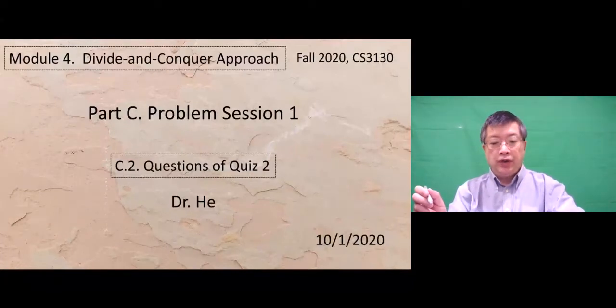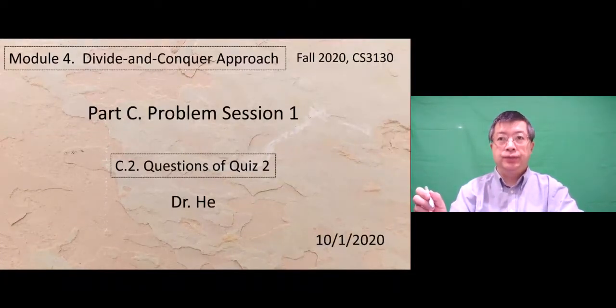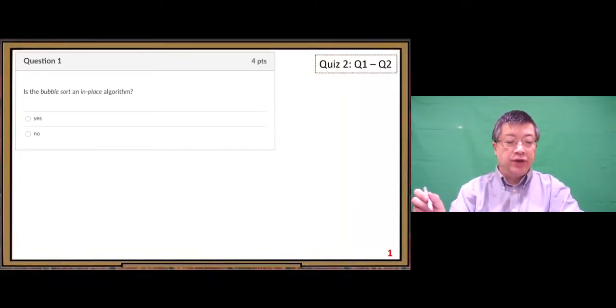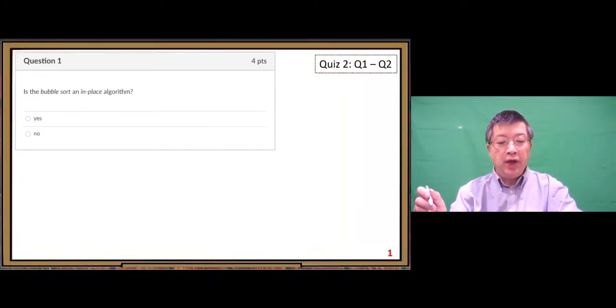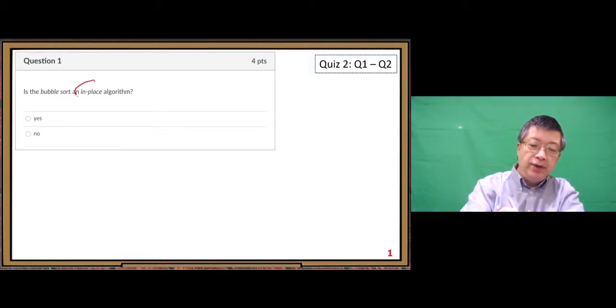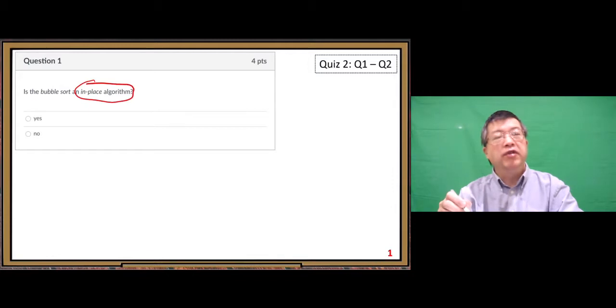C.2, questions of quiz 2. First question, is the bubble sort an in-place algorithm? First, you need to know the definition of in-place algorithm.